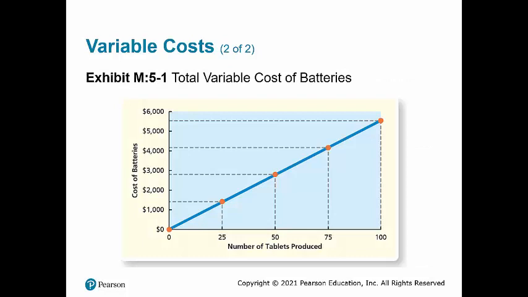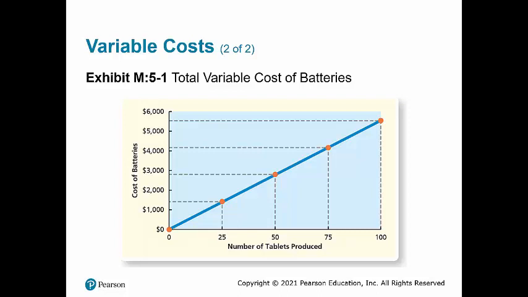This exhibit shows how total variable cost for batteries increase as the number of tablets produced increases from 0 to 100. If Smart Touch Learning does not produce any tablets, it incurs no battery cost. Therefore, the total variable cost line begins at the bottom left corner. This point is called the origin, and it represents 0 volume and 0 cost.